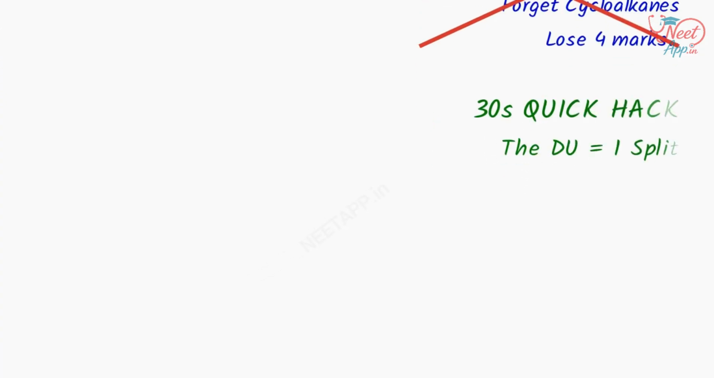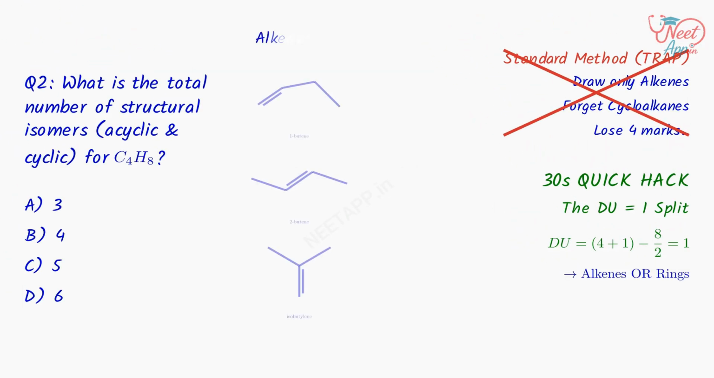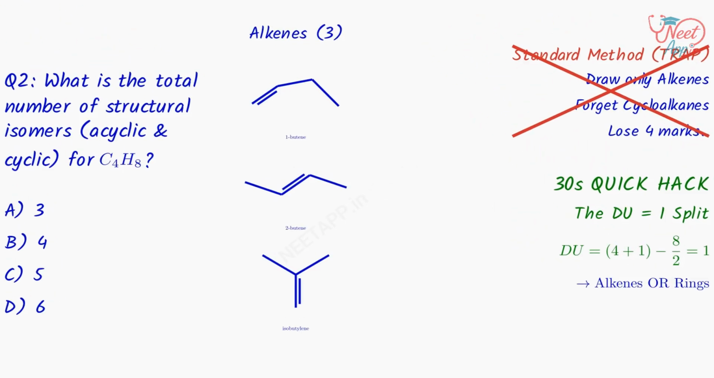Here is the 30-second shortcut. The DU equals 1 split. First calculate the degree of unsaturation. (4 carbons + 1 - 8 hydrogens over 2) equals exactly 1. A DU of 1 forces you to split your thinking. It means strictly 1 double bond or 1 ring.